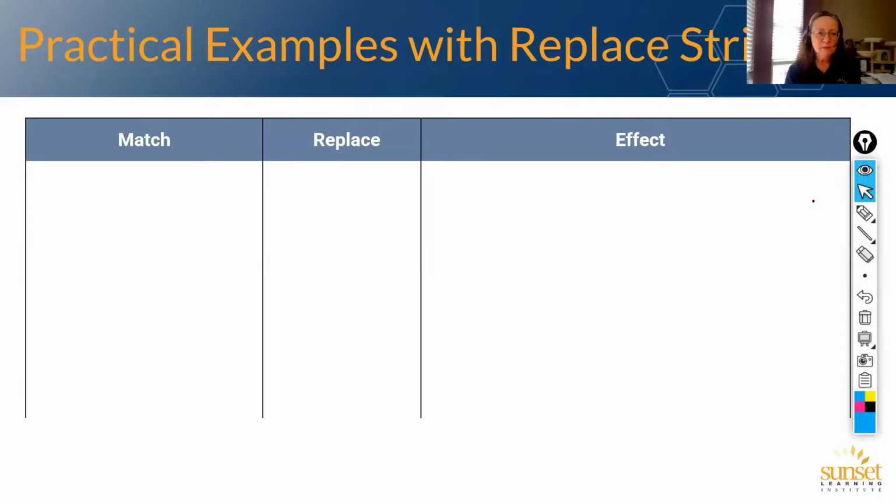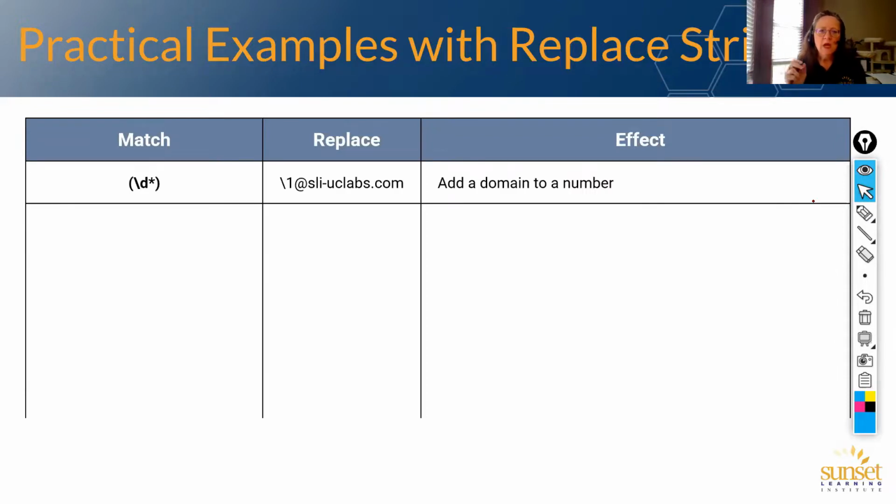Now that we've seen how to do some matching, what about the replacing pieces? How do I see replacements? /D star. Remember, the star is numbers. This is saying if I receive digits, then it matches. Replace that with, and notice I've got my parentheses here for a grouping, take that grouping, put it here, and then add a domain. This allows me to add a domain to a received number.